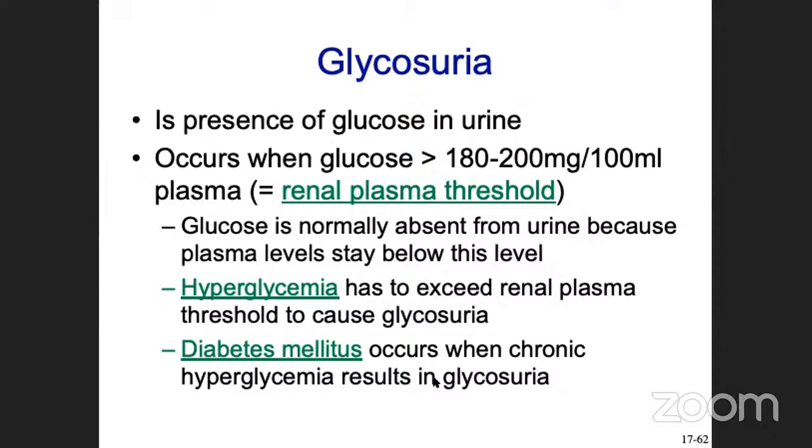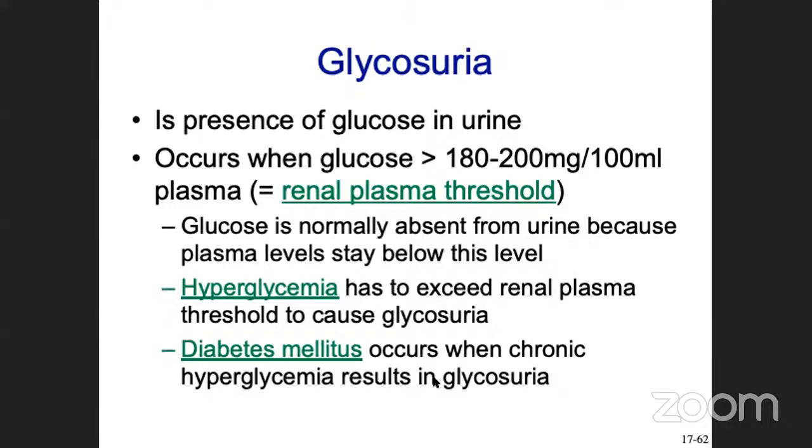It occurs when the glucose is more than 180 to 200 milligrams per 100 ml of plasma. This is the renal plasma threshold, the limit of glucose concentration that the kidney can hold. If it exceeds 200 mg, this is too high. Of course, the kidney cannot tolerate it anymore, cannot reabsorb it back into the circulatory system, and eventually it stays in the tubules and is excreted in the urine.